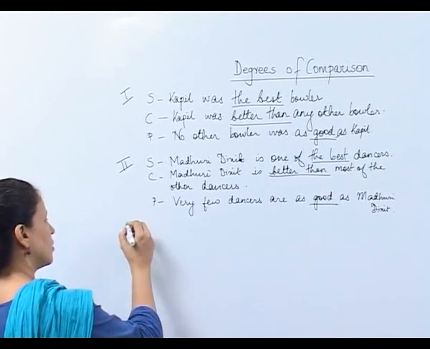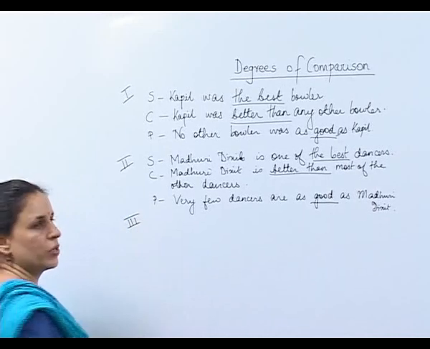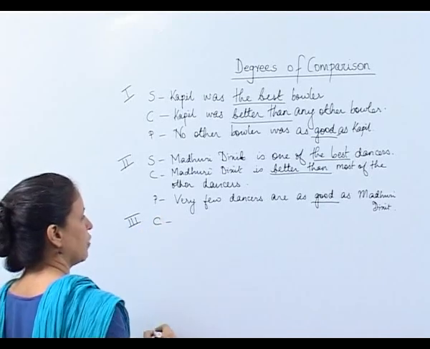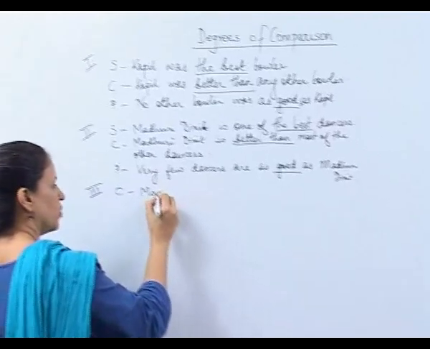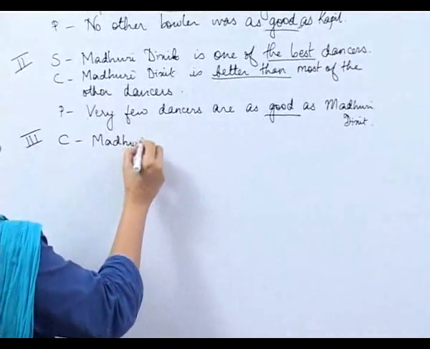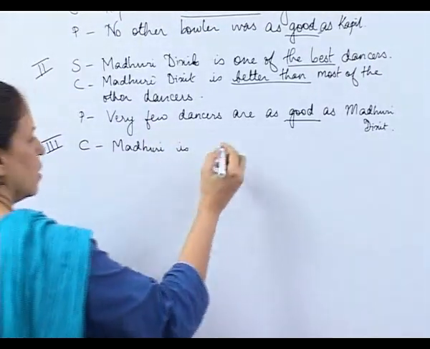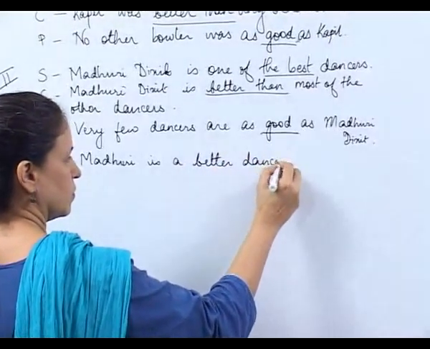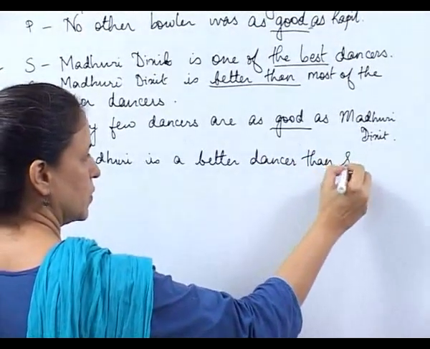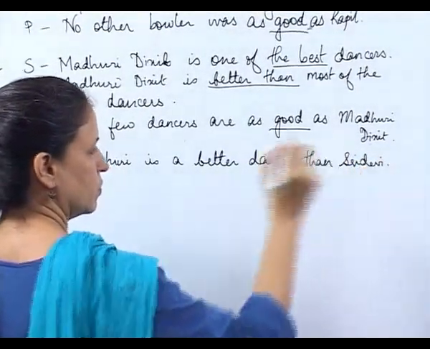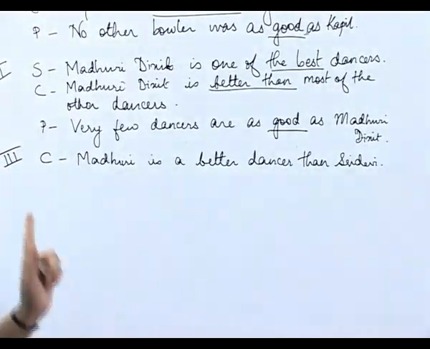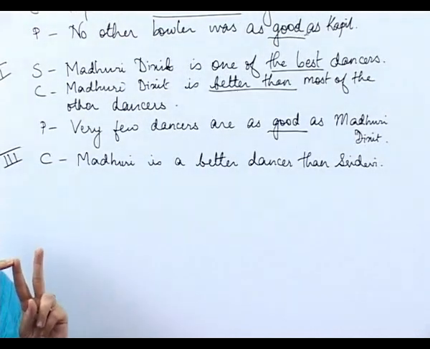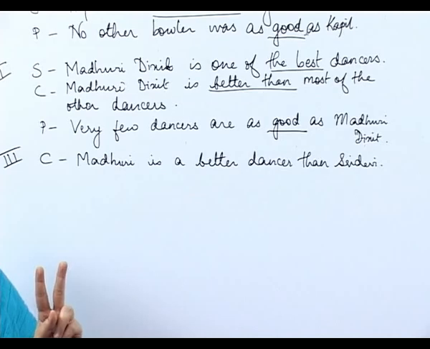Now when we take the third formula, you will not have the superlative degree because I'm comparing only 2. In the comparative degree, if I said Madhuri is a better dancer than Sridevi. Only two are being compared, so we cannot have superlative degree. Between the two, you cannot say one is the best. One is better than the other, the other is not as good as the first one.